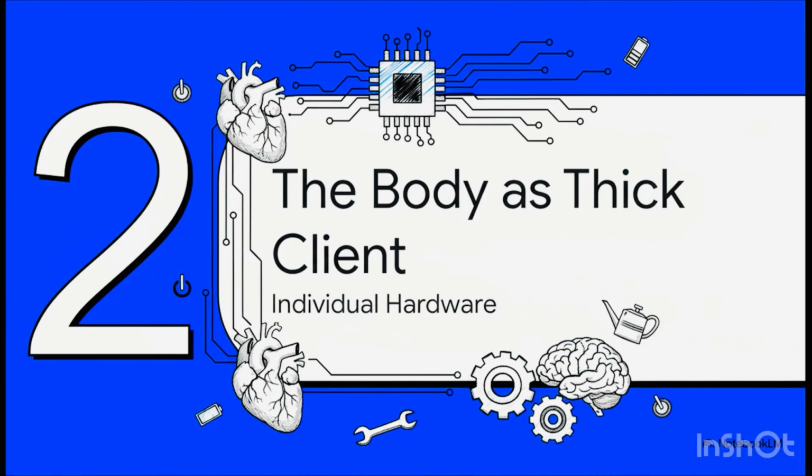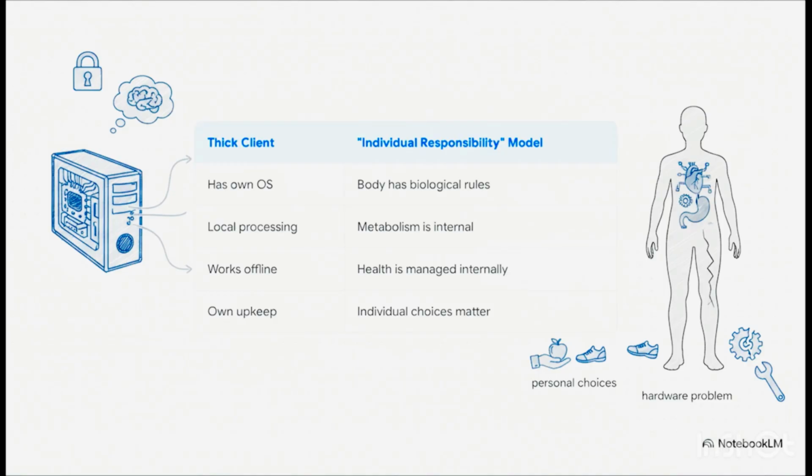What does it look like if we view the body as a thick client? You know, this idea that we're each our own self-contained machine, and we're responsible for keeping it running. You can see how this lines up perfectly with the story we hear all the time, right? The personal responsibility model. The body is the computer, its operating system is our biology, our metabolism is the local processor, and we, the user, are responsible for maintenance. So if things go south, well, it's seen as a hardware problem, an individual failure.